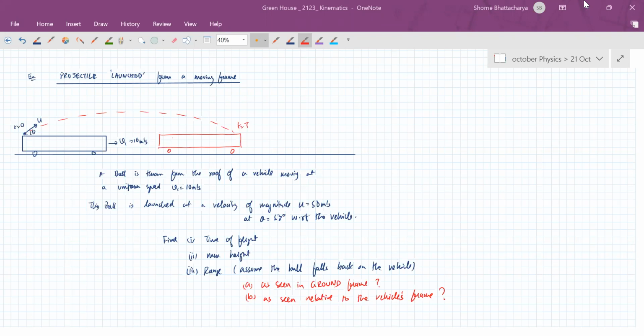So basically, when you're calculating the range, the y component of displacement should again be 0 because it's coming back to the same level, which is the level of the roof.